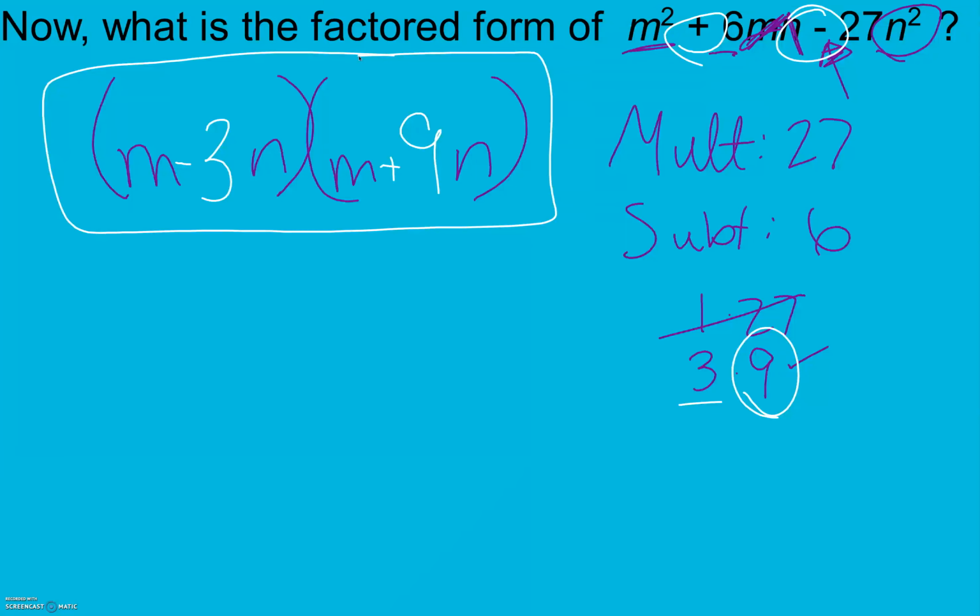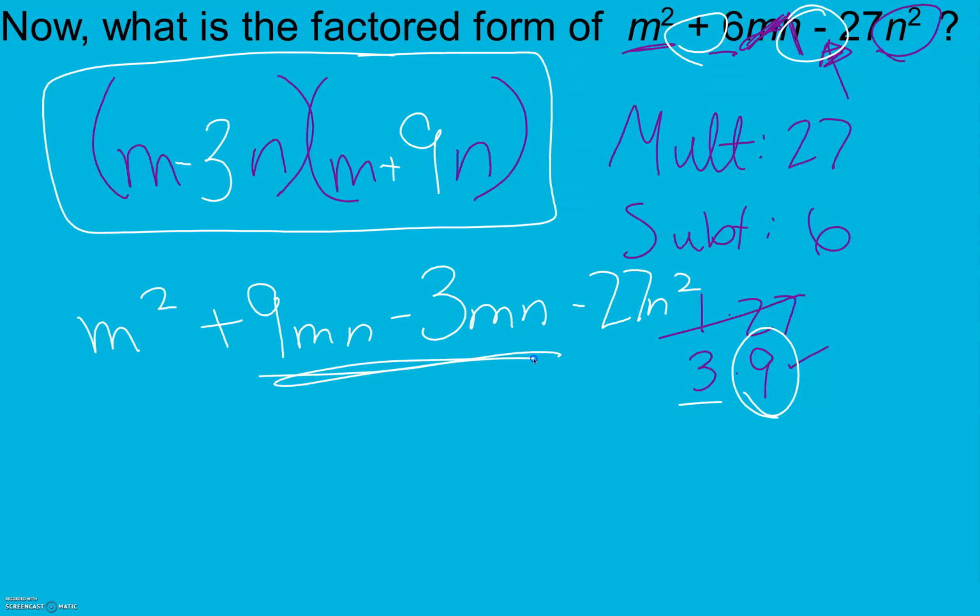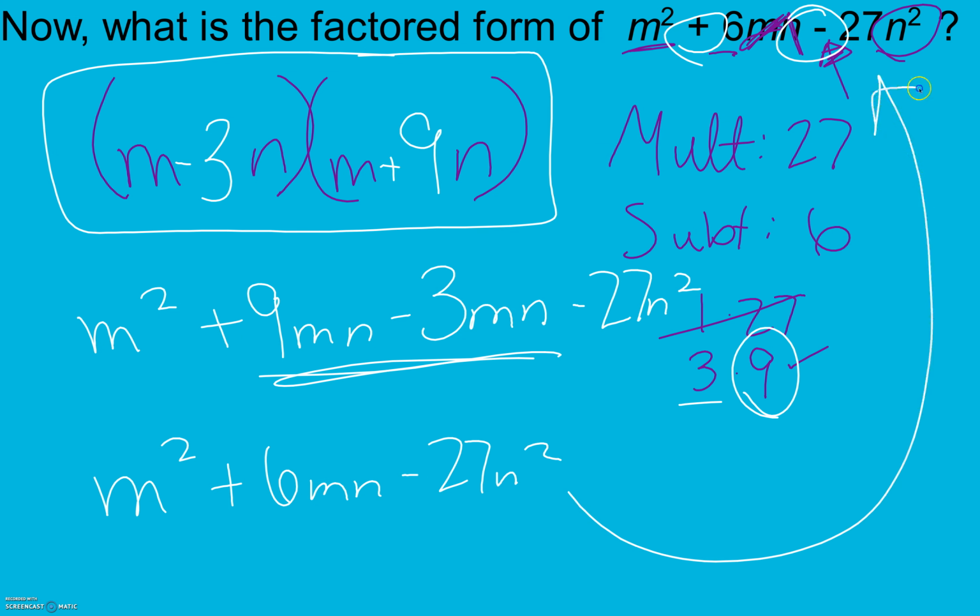Again, if we wanted to check these, we could FOIL them back. M squared plus 9mn minus 3mn minus 27n squared. When I combine my like terms, I get m squared plus 6mn minus 27n squared, which is what we started with.